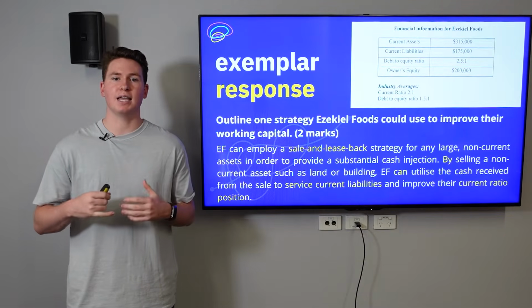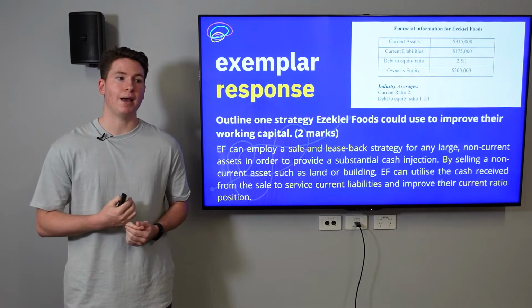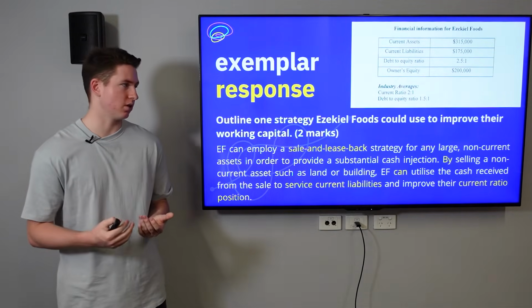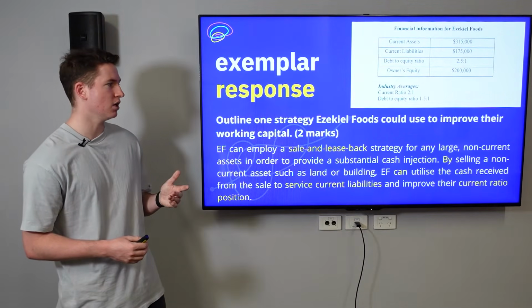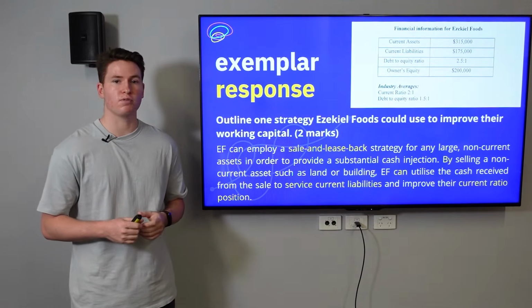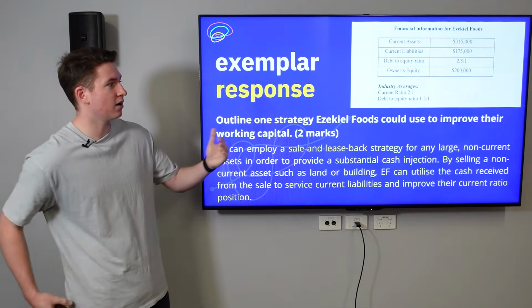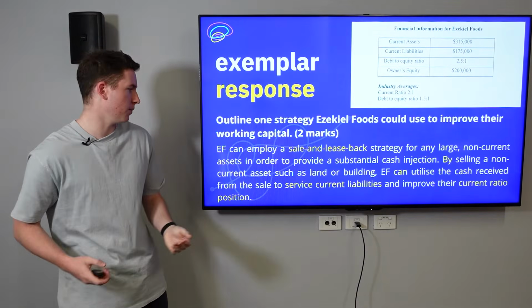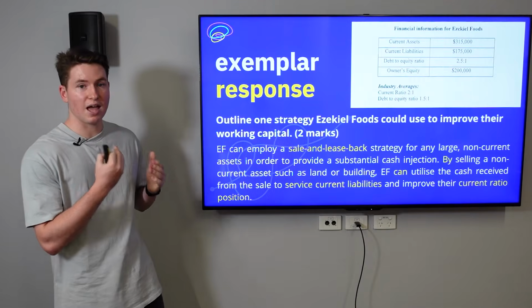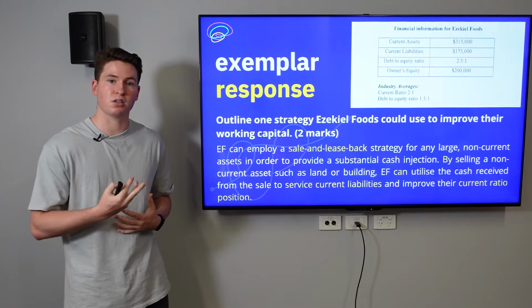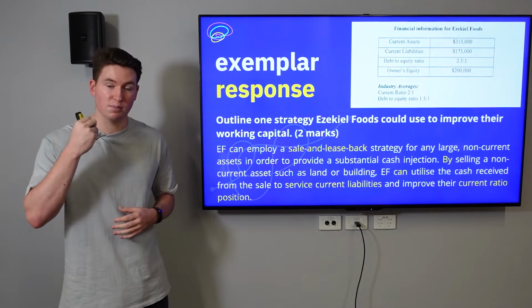And here I'm going to break down a 2-mark short answer question based on what we were talking about earlier, how to recommend a strategy based off financial information. So the question here is, outline one strategy Ezekiel Foods could use to improve their working capital, which we know is liquidity. Okay, so here we provide the current ratio of 2 to 1. The directive term is outline, sketch in general terms. And it's only 2 marks. You had 4 lines to do this response, so it's brief, succinct, and specific.